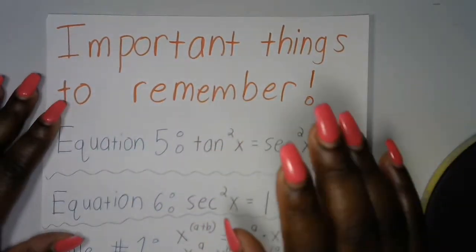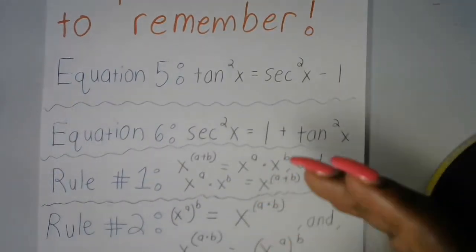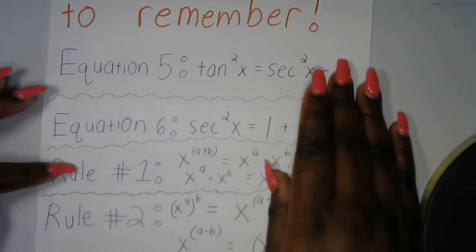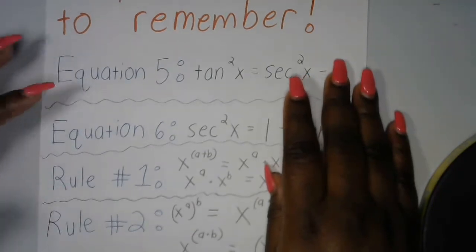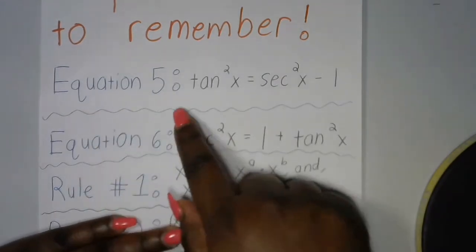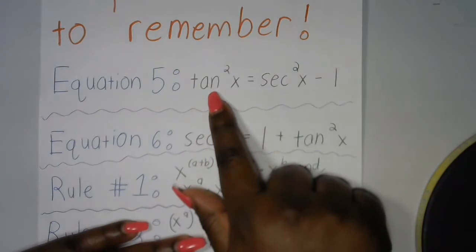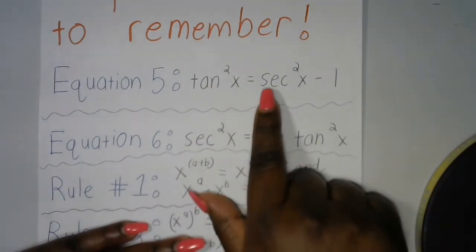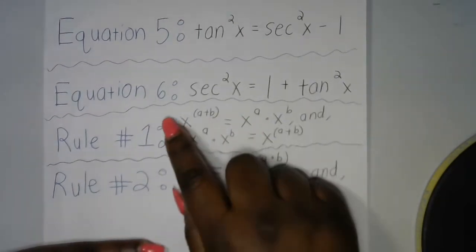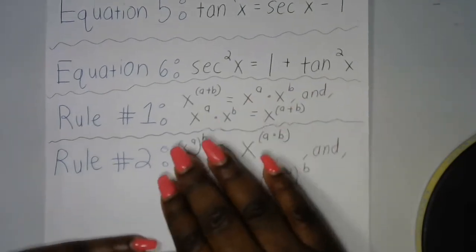Okay, so here are some really important things to remember for this topic. I'm going to be referring to certain things throughout the video as equation 5, equation 6, rule number 1, and rule number 2. Equation 5 and equation 6 are just trigonometric identities. Equation 5 is tan x squared is equal to secant x squared minus 1. Equation 6 is secant x squared is equal to 1 plus tan x squared.